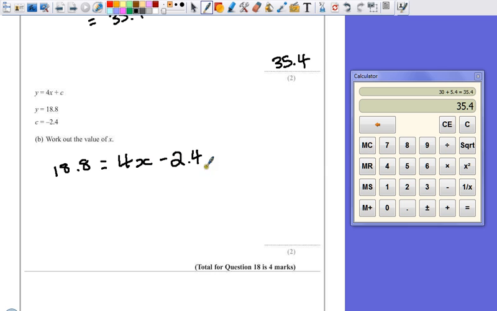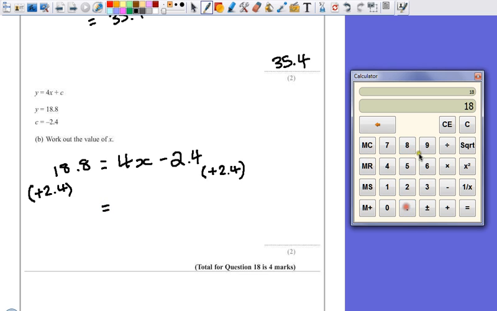So to get rid of that, what I would do is add 2.4, just to get rid of that. To keep the whole thing balanced, however, it's not fair only doing it to one side of the equation. We have to do that to the other side as well. So I'm going to add 2.4 on the left side as well. Let's just resolve that before we do anything else.